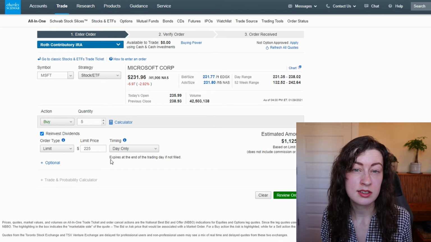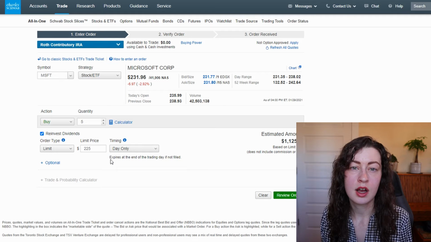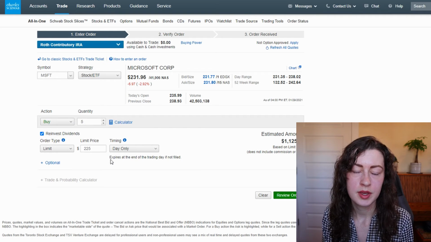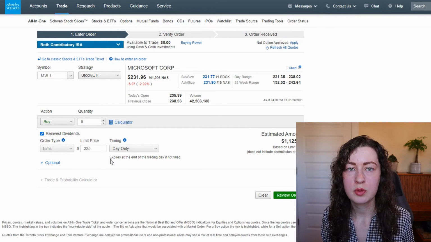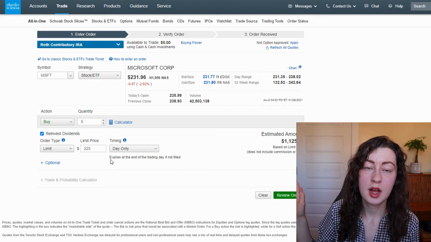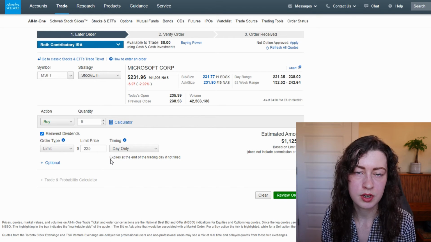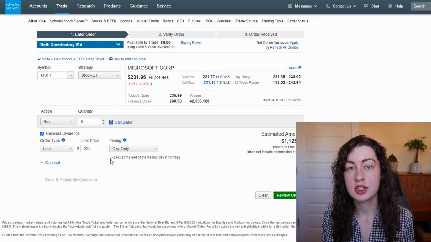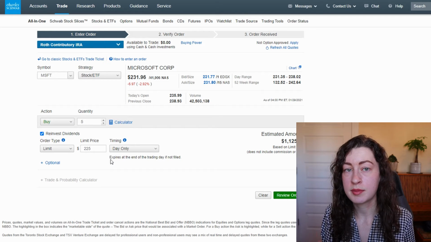So it would automatically cancel itself if the Microsoft stock never drops to $225. So let's say on Monday when the stock market opens, the Microsoft stock just goes up and up and up and it never goes down to $225. If I had this transaction, it would just automatically be canceled by Monday evening.